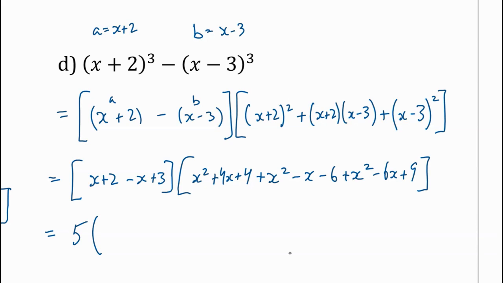All right, now we're collecting like terms. What do we have here? x squared plus x squared plus x squared is 3x squared. Negative 1 minus 6 is negative 7 plus 4 is negative 3. 4 plus 9 is 13, minus 6 is 7.